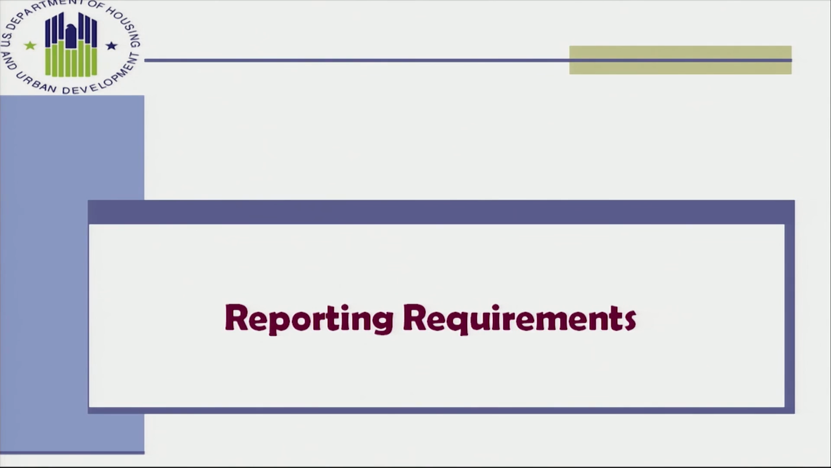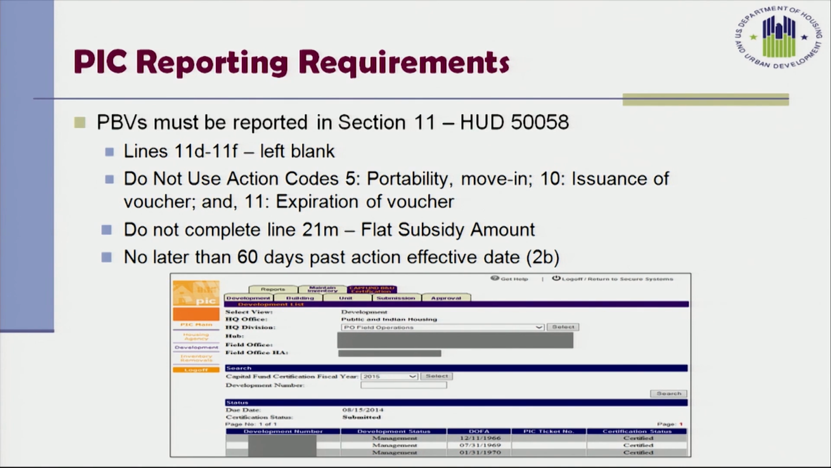Now we're going to cover reporting requirements. First is PIC reporting. As was mentioned before, PBVs must be reported in Section 11 of the HUD 50058, not Section 12. Lines 11D and 11F are left blank because portability does not apply to the PBV program. And as far as action codes, do not use the following action codes: 5 for portability, 10 for issuance of voucher, and 11 for expiration of voucher.